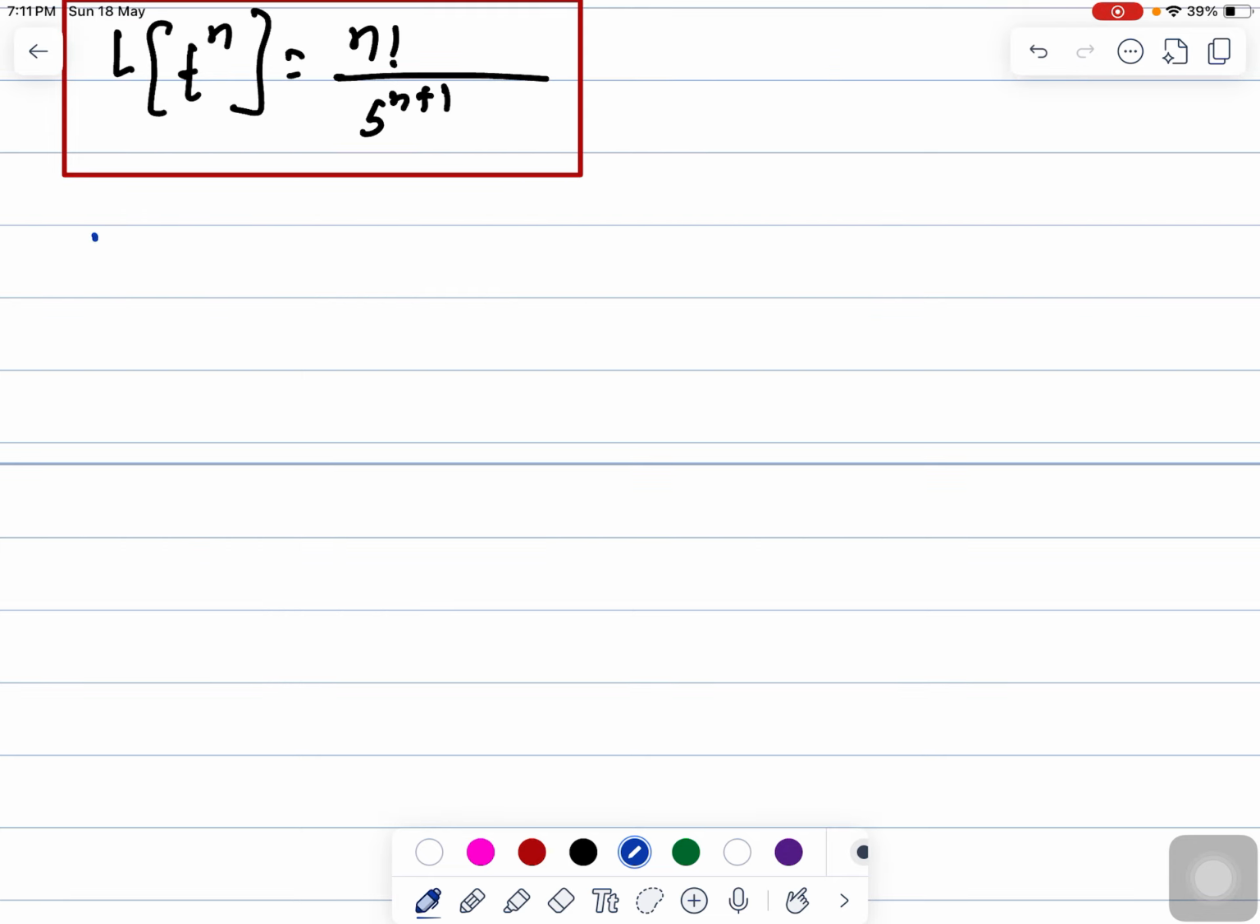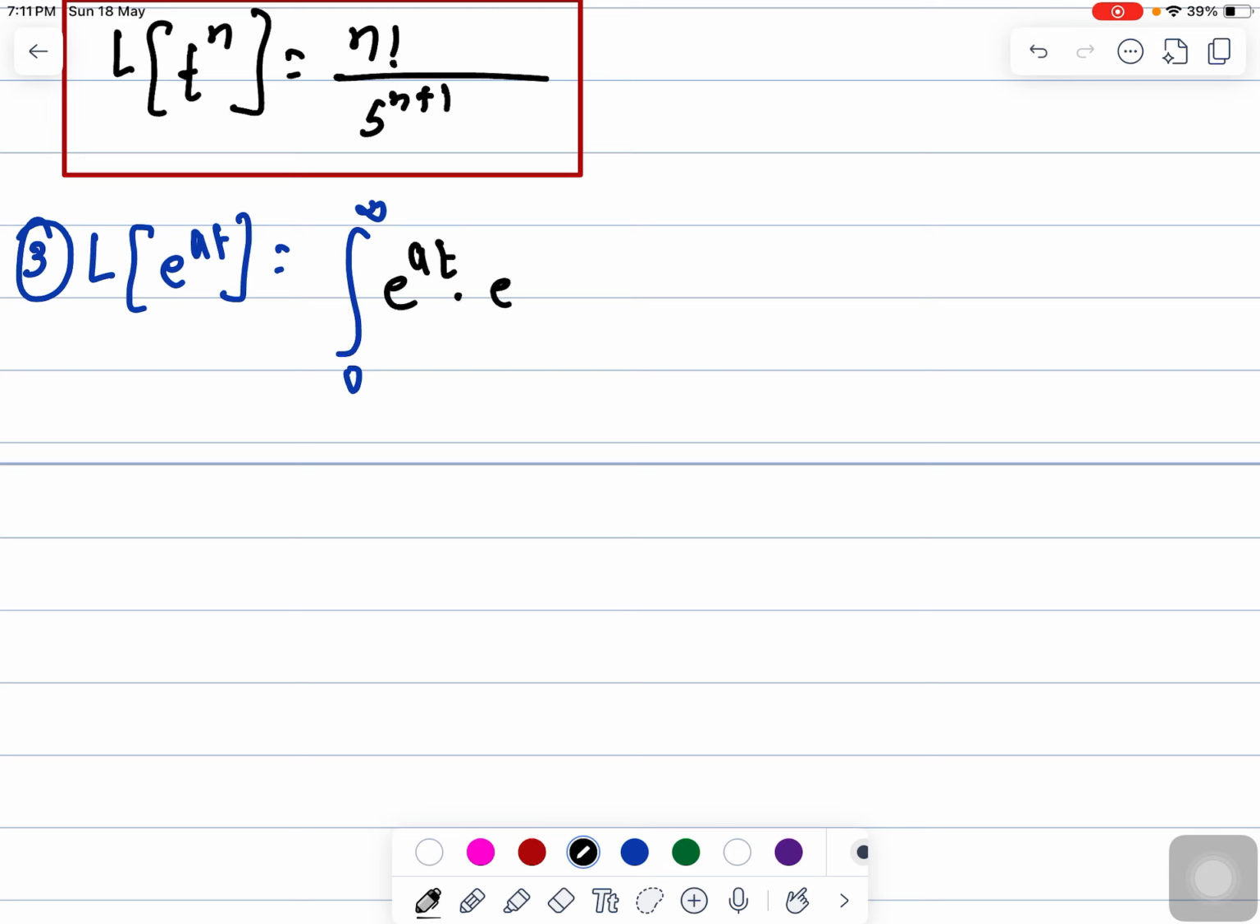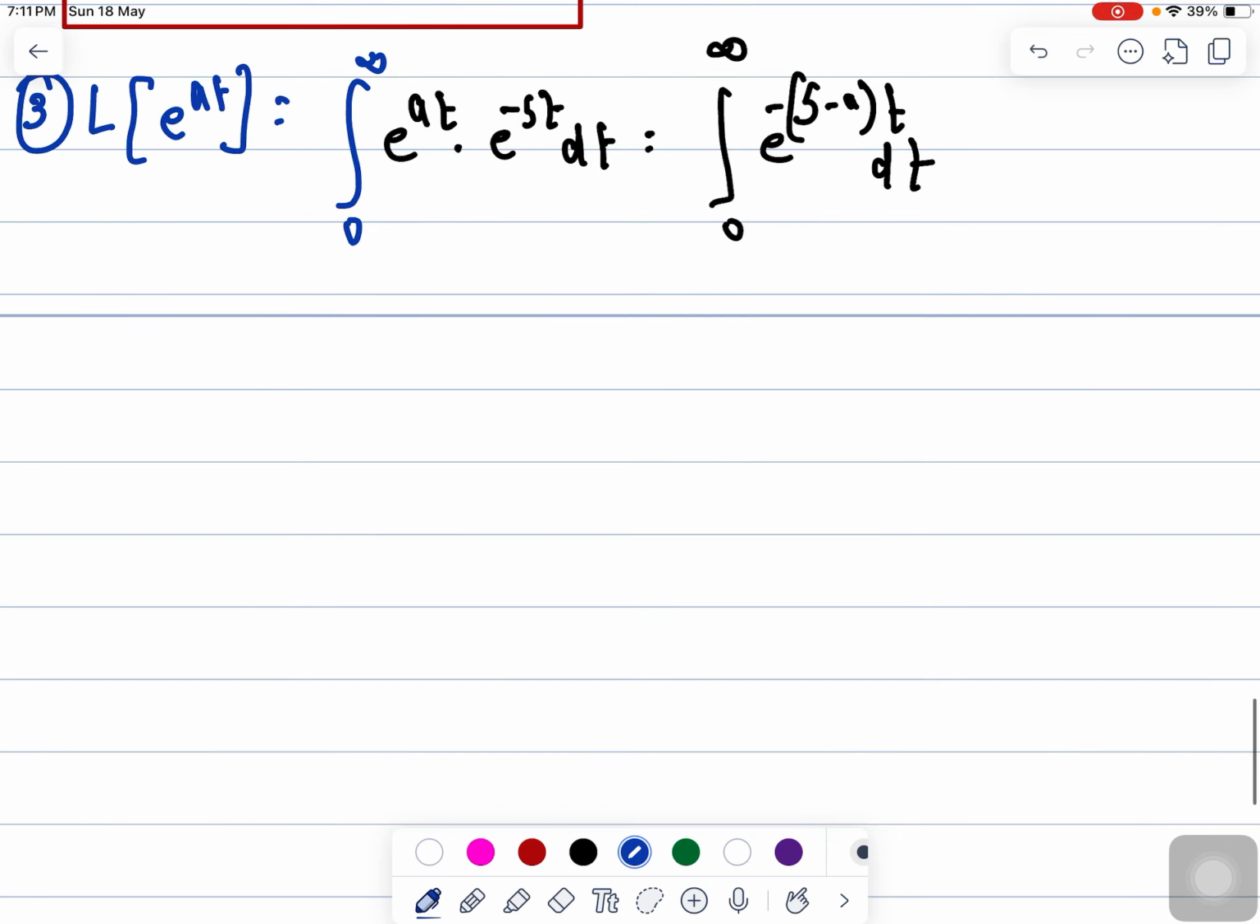So let's say now moving towards the next question, Laplace transform of e to the power at. If you use formula number 3, that is e to the power at into e to the power minus st dt. Now this is a very simple integration you would have done in your class 12. So minus (s minus a) t, and this is your dt. Once you do the integration of these things, you will be getting the value 1 upon s minus a. I am not going to solve the whole integration, but you would be knowing.